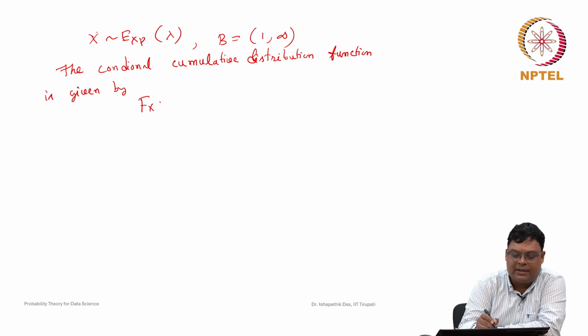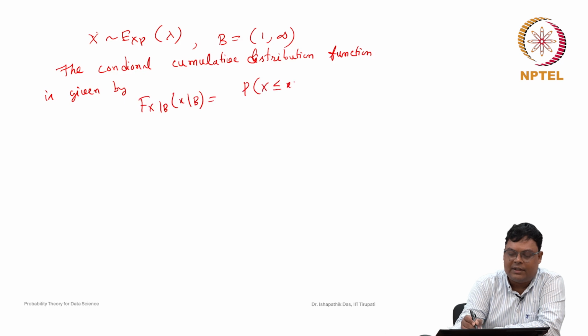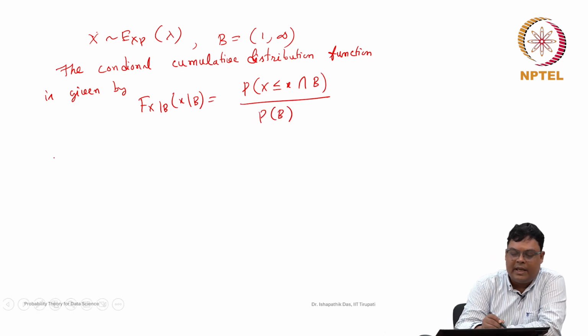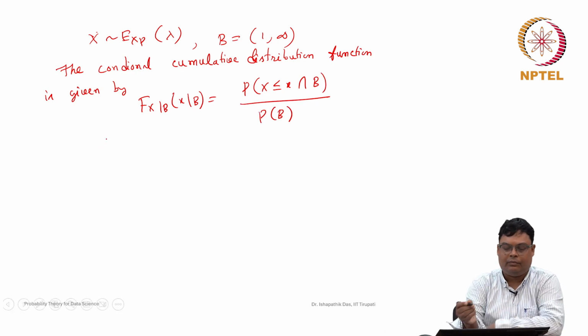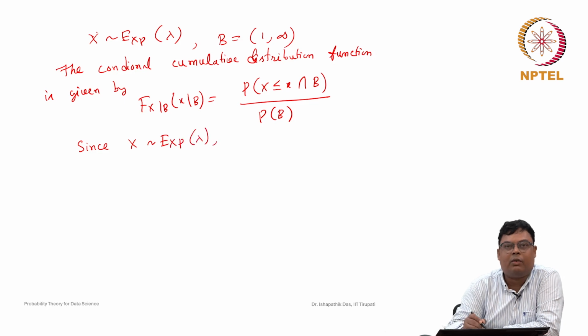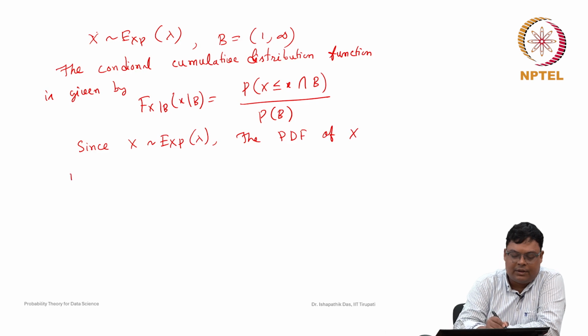The conditional cumulative distribution function is given by F of x given B, which is the probability that X less than or equal to x intersection B, divided by the probability of B. First, we have to find the probability of B. Since X is an exponential random variable, we know the probability density function of X.